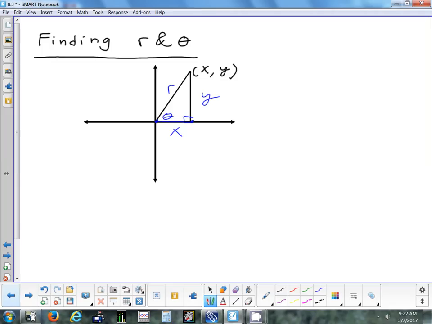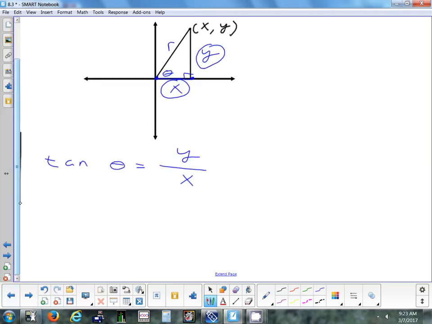Based on knowing x and y, what's the name of the side that's across from theta? It's represented as y, but what's its name relative to theta? This is opposite. What's x? Adjacent. So what trig function involves opposite and adjacent? Tangent. So the tangent of theta would equal, what would go on top? Y over x. Now that's not theta, that's the tangent of theta. So to get theta by itself, what would you have to do on each side? The inverse tangent.